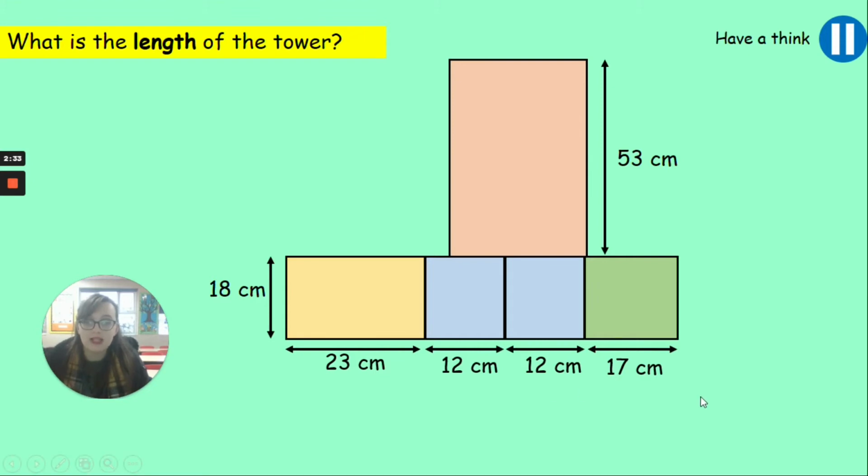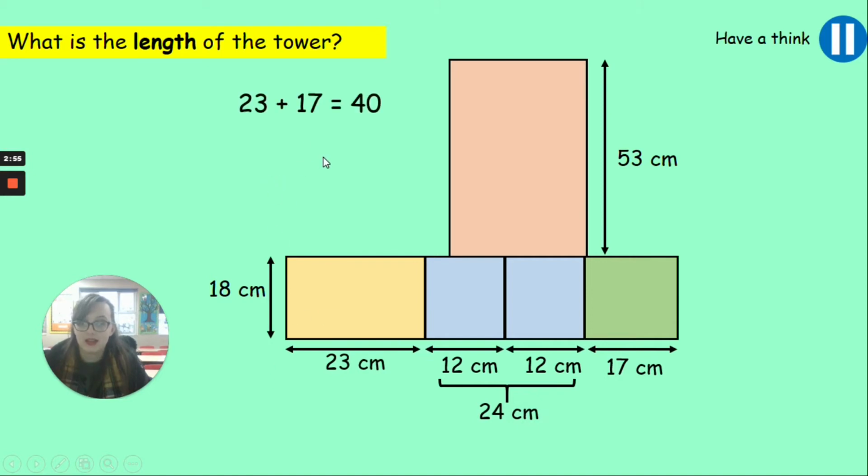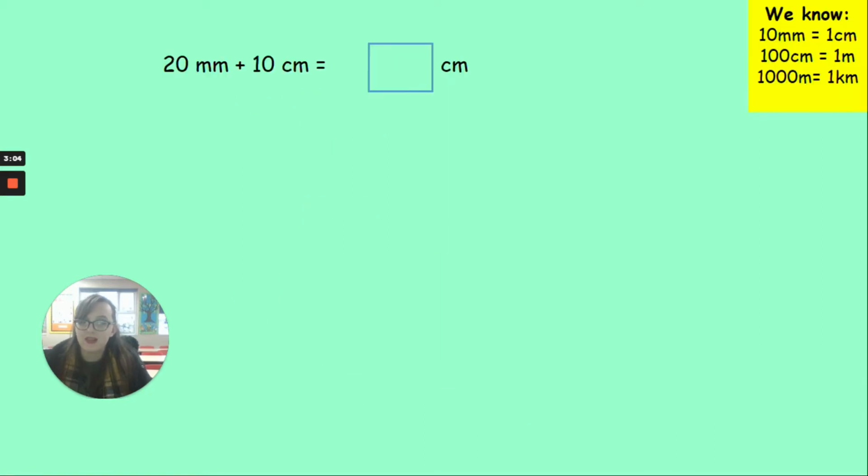What works for me is looking at these and seeing that I've got two of the same numbers, 12 and 12, and if I add those together I know I get 24, because 12 times 2 is 24. Now I'm going to look at what numbers I have left. So I've got 23 centimetres, 24 centimetres and 17 centimetres. I know that 7 and 3 make 10, so I'm going to add 23 and 17 together, and that gives me 40. So now I have 40 centimetres and I have 24 centimetres left to add on. And when I've done that, I get 64. So I know the length of that tower is 64 centimetres.